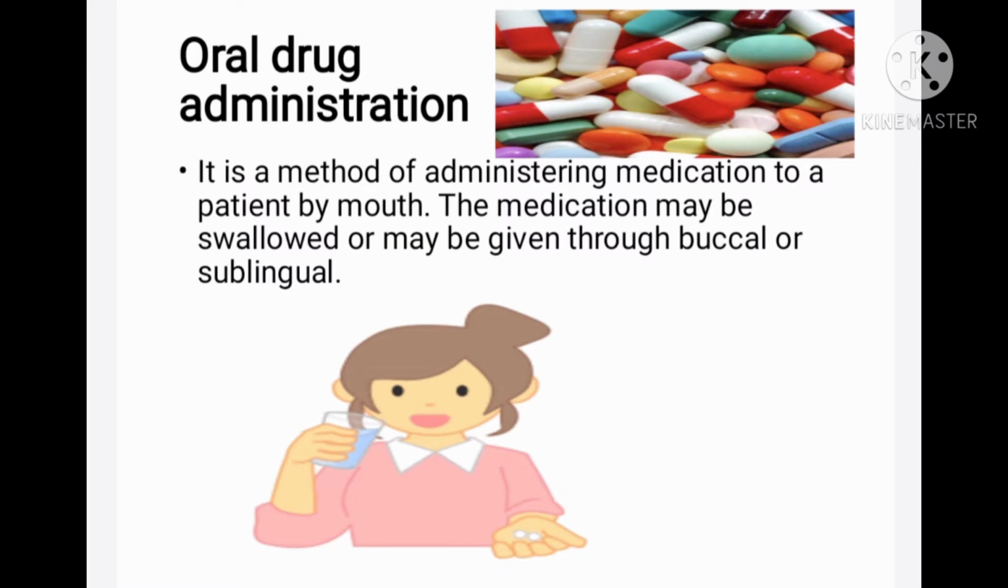So the first route of drug administration is oral. Definition of oral drug administration: it is a method of administering medication to a patient by mouth. The medication may be swallowed or may be given through the buccal or sublingual route.